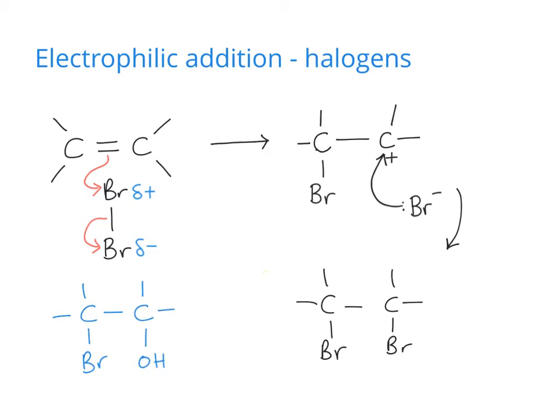The reason for that is that if you are adding bromine in the presence of water, water dissociates slightly to form hydrogen ions and hydroxide ions. And so hydroxide is present in the solution, which means that this carbocation intermediate, this positively charged intermediate, can in fact be attacked by a hydroxide ion instead. And that is when we would end up with this product over on the far left.